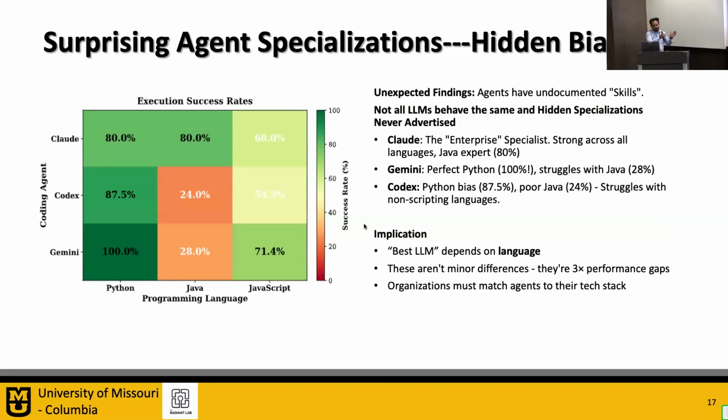This is our surprising result: agents have undocumented skills, a hidden specialization by language. This heat map was our surprising finding, where Gemini is perfect at Python but poor at Java, and Claude is the only agent that can reliably handle enterprise Java. These specializations are not in the marketing materials, and these aren't minor differences, they are up to 3x performance gaps. So organizations or anyone using the agents should match agents to their particular tech stack or code.